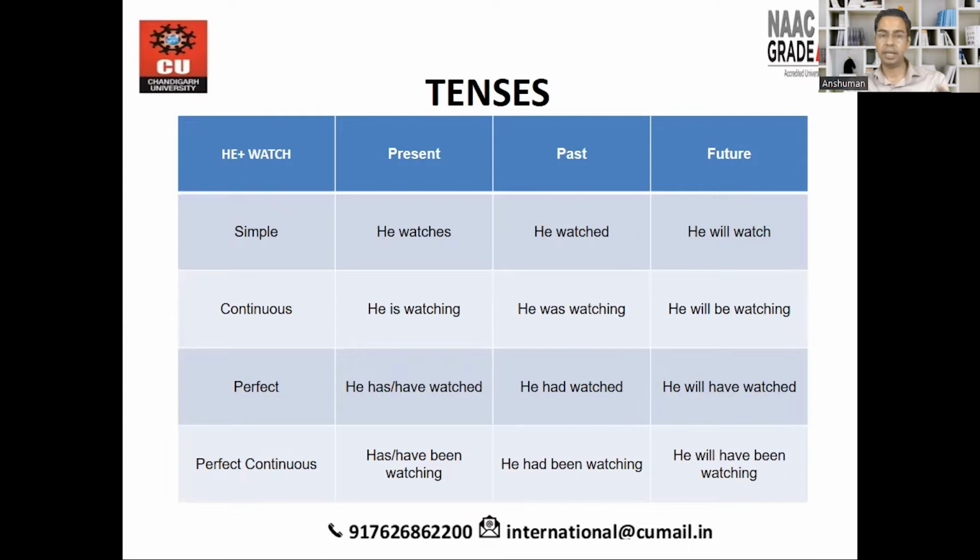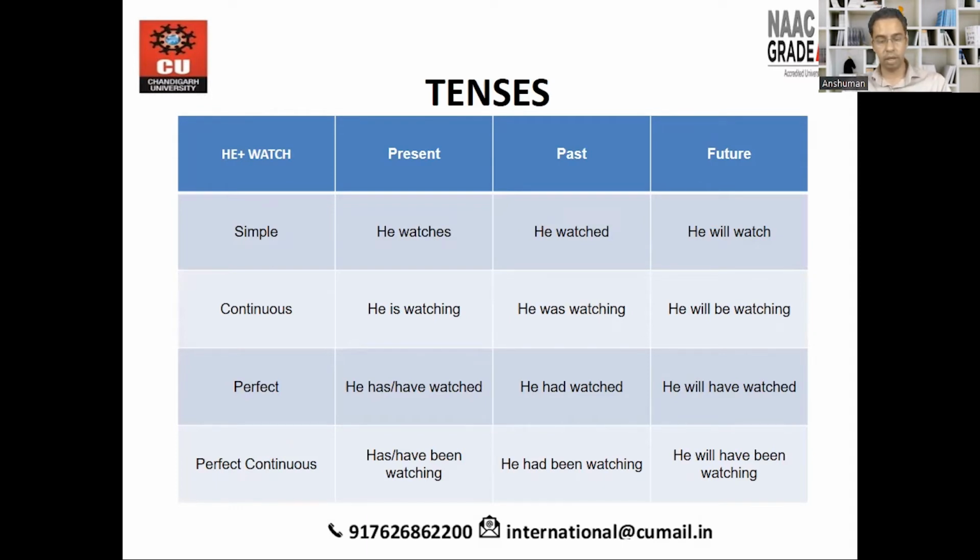Now, whenever a particular action, as I already discussed earlier, is happening at the time of speaking on a continuous basis, that will be a continuous tense. For example, he is watching, something happening at the time of speaking. So he is watching a match. A day before, suppose yesterday, he was watching a match at the same time. So that action was continuing in the past. So he was watching. And in future, if we want to talk about it, he will be watching.